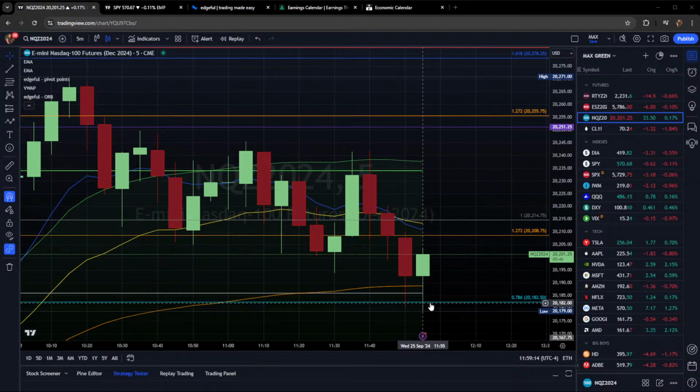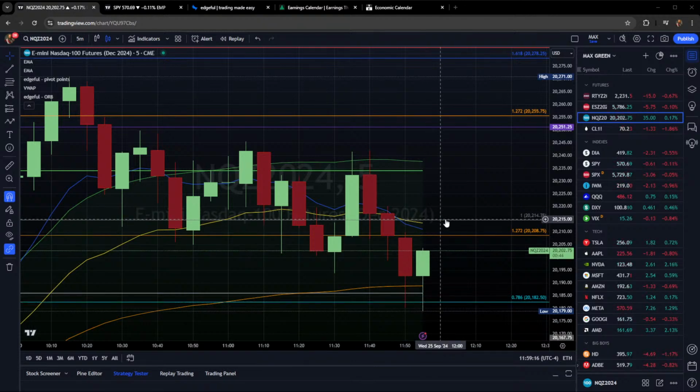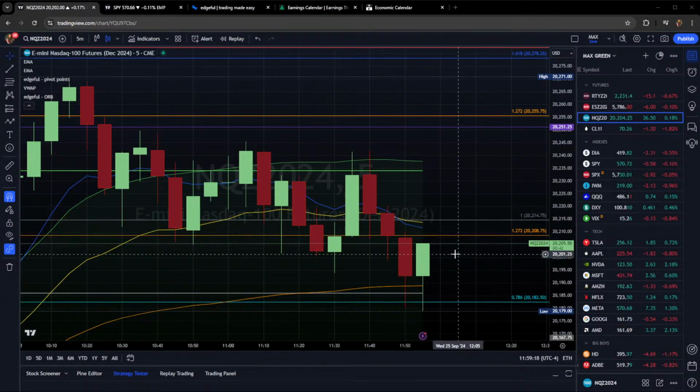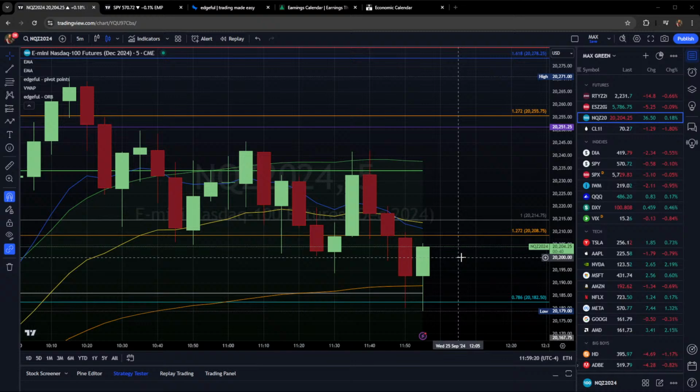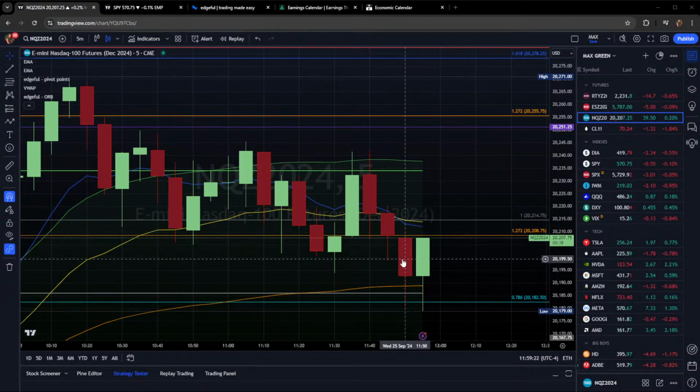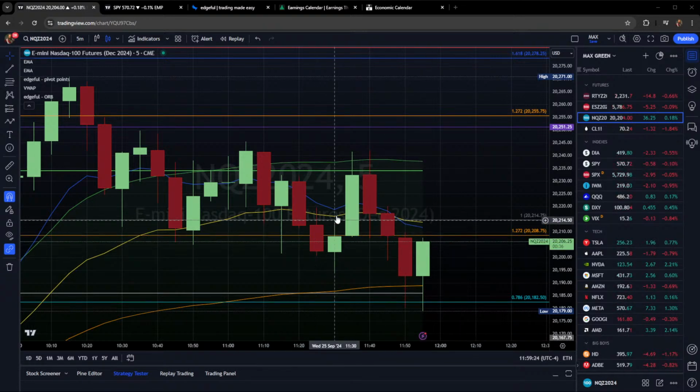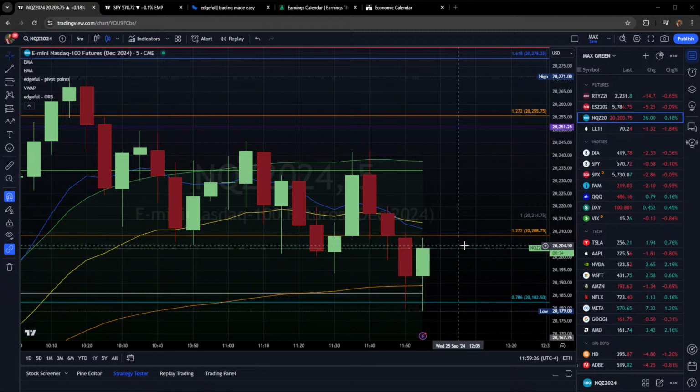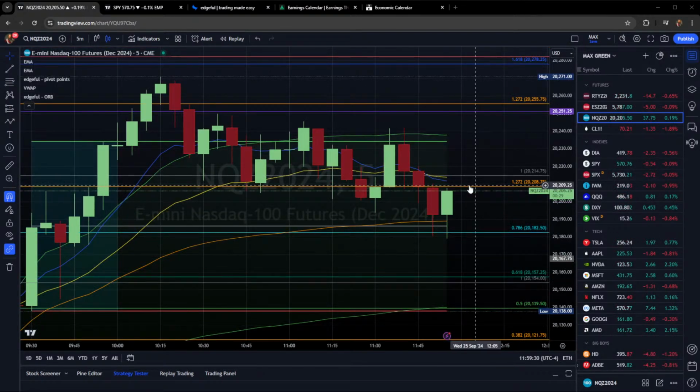Don't want this to bounce off of here and go over this. I want it to reject. It's back over 200 already. Now we've seen these big bounces already get sold off. So that's been our character of the day. But we want to reject here.